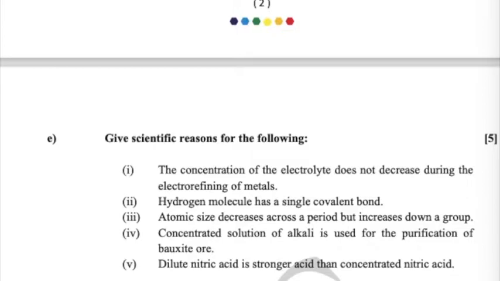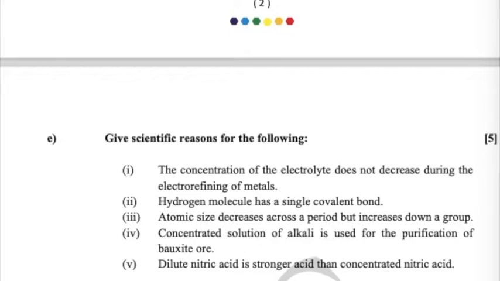The third one, atomic size decreases across a period but increases down a group. The atomic size depends on the number of electron shells and the nuclear force of attraction. In a period, as we move from left to right with increase in atomic number, electrons are added to the same valence shell and no new electron shell is added. But at the same time, the nuclear charge increases, which pulls the electron shells more strongly towards the nucleus, which results in the decrease of the atomic size.